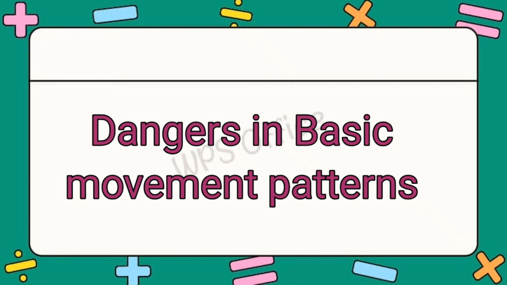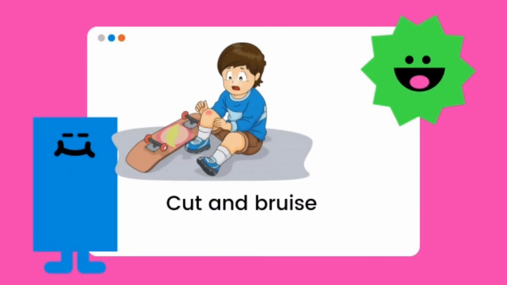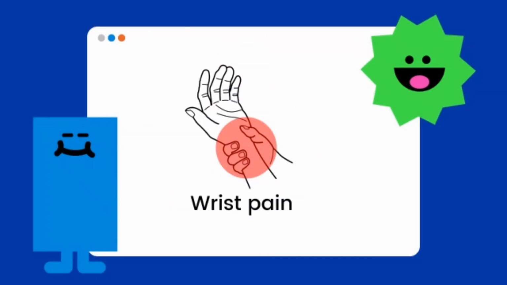So many risks are involved when we take wrong movement. Examples are cuts and bruises. Cuts and bruises are caused by sharp objects piercing the skin. This is always followed by bleeding. Another example is wrist pain. Wrist pain occurs when we land wrongly with our hands on the ground.